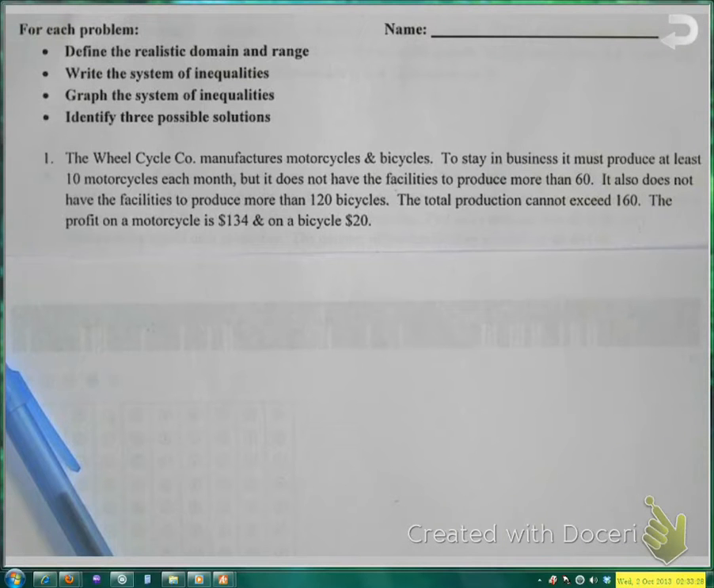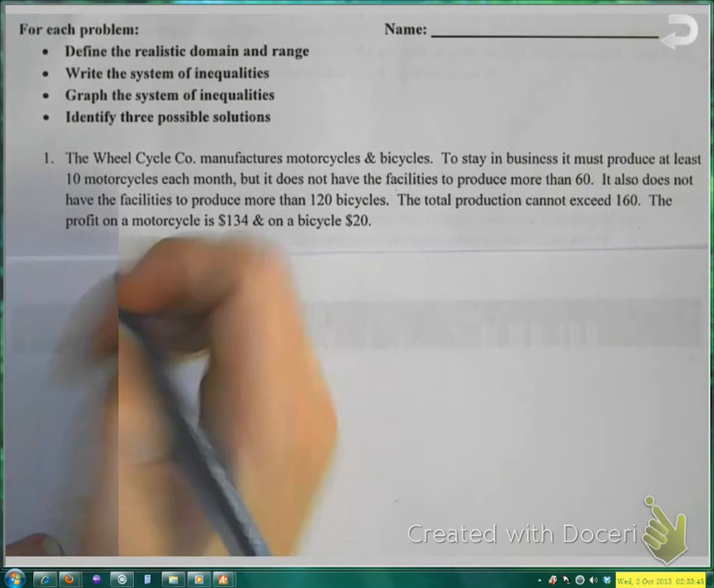Okay, so here we're doing systems of inequalities. So we have this wonderful word problem. We're dealing with the Wheel Cycle Company, and they're going to manufacture motorcycles and bicycles. And to stay in business, they have to produce at least 10 motorcycles a month.